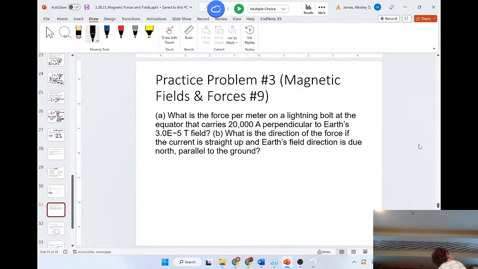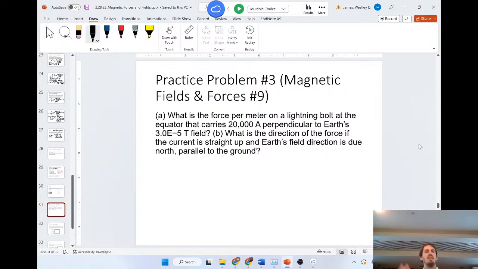What is the force per meter on a lightning bolt at the equator that carries 20,000 amps perpendicular to Earth's magnetic field, a 3.0 times 10 to the minus 5 Tesla field? What is the direction of the force if the current is straight up and the Earth's magnetic field is due north, parallel to the ground? All sorts of fun things we can talk about here.